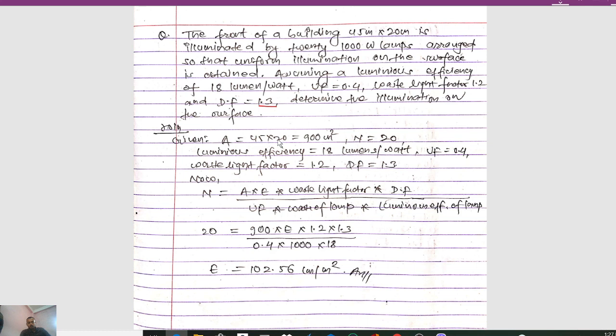So the area will be 45 into 20, 900 square meters, and altogether we have n given as 20. Here we have been given 20,000 watt lamps. The luminous efficiency is given as 18 lumen per watt. Similarly, UF, the utilization factor, is 0.4, the waste light factor is 1.2, and similarly we have the depreciation factor. So we can directly use the formula n equals A into E into waste light factor into DF upon UF into watt of lamp into luminous efficiency. From this we can calculate the value of E. On solving we'll get E as 102.56 lumen per meter square. So this is the illumination on the surface.